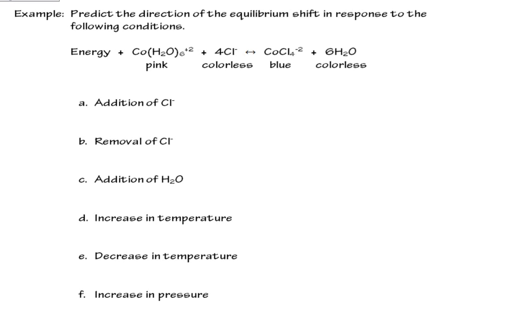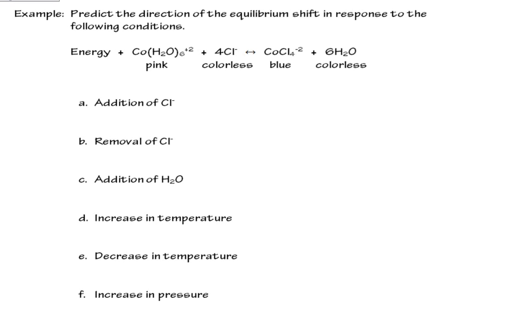Now, on paper, we might just predict forward or reverse, but in this case, we've got some color changes again that we might predict what we would observe if we did this in the lab. If it shifts more forward, it might turn more blue. If it shifts more reverse, it might turn more pink. Let's do some easy ones first. How about D and E? Let's do the temperature change.